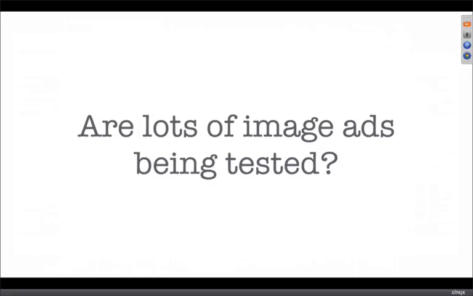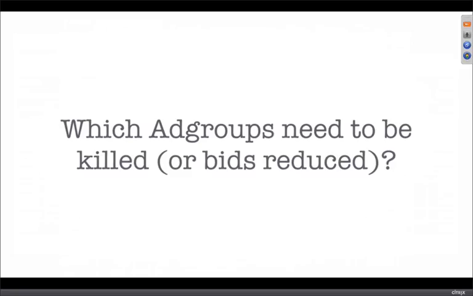Again, from a display point of view, bidding is at the ad group level for display, which is why I've thrown this in here. It's not at the keyword level. So which ones do I need to remove or kill, and which ones do I need to reduce bids on?